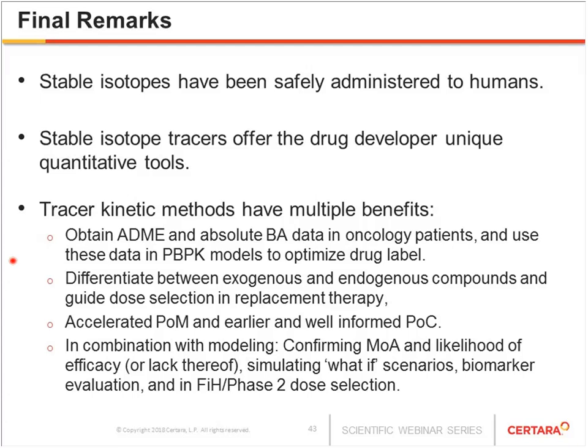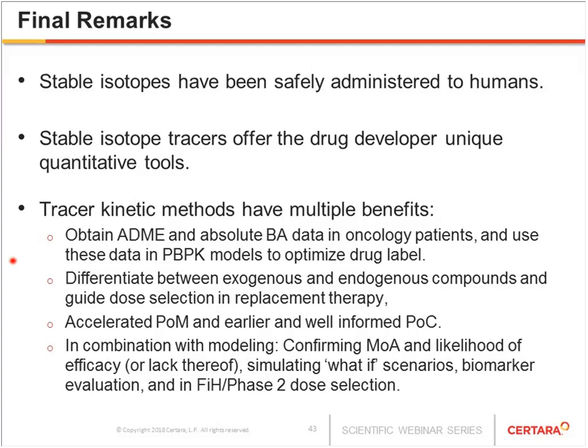Also, we've seen an example where tracer kinetics would allow us to differentiate between exogenous and endogenous substances, and thereby allowing us to come up with a dose selection strategy for a replacement therapy compound. It also allows us to potentially accelerate or to get a faster POC by obtaining an early proof of mechanism study in the context of a phase 1 study for a biomarker that had slow turnover rate.